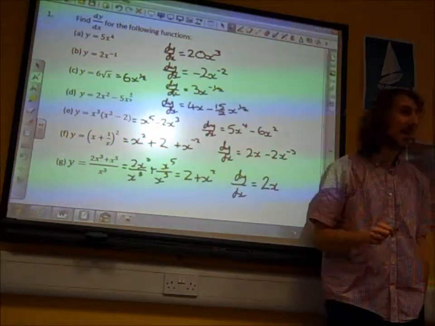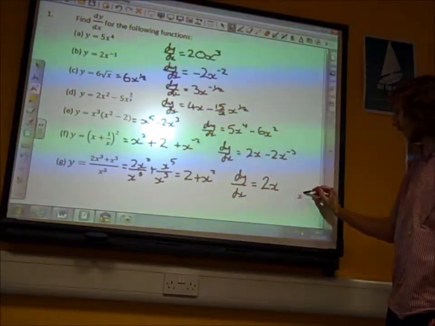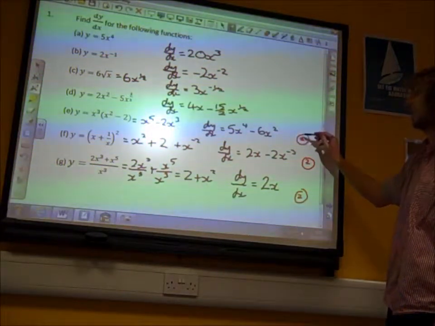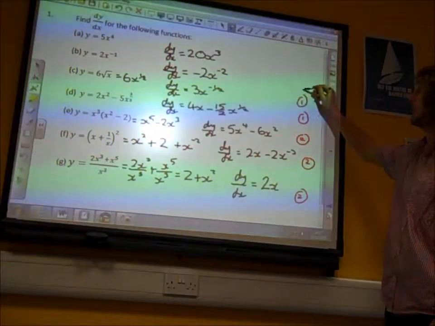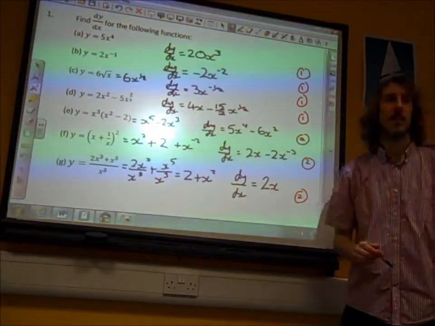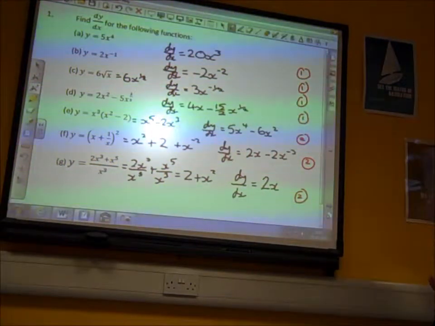So if you can allocate the marks, let's give 2 to that one, and 2 to that one, and 2 to that one. And then all the others, let's give 1. Does that still add up to 10? Oh, it does. Wow. Miracles of mental arithmetic. Okay, so add them up.